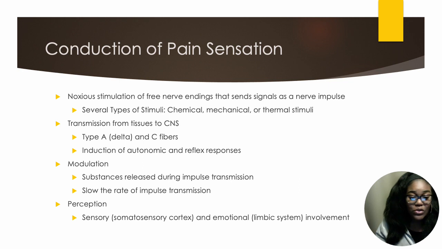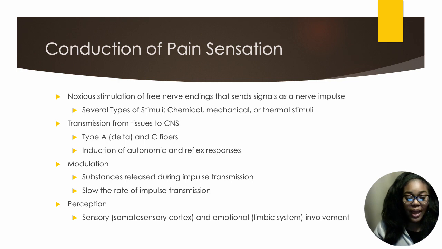And you have several types of stimuli. You can have chemical pain, mechanical pain, or thermal pain. Again, these will all send a signal to the brain that something is wrong and something is happening to the body. You can even have neurogenic pain or neuropathic pain, which originates within the body and still sends these same signals. So again, the conduction of pain remains the same regardless of if it happens on the outside of the body or the inside of the body.